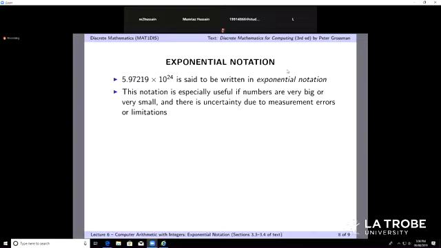Or numbers very, very small. What do you mean by numbers very, very small? The negative powers. Absolutely, if the power is negative. Example, 5.9 times 10 to the power minus 10. This number is 0.0000 and so on. There are 9 zeros and then 5 9. This is a very, very small number.